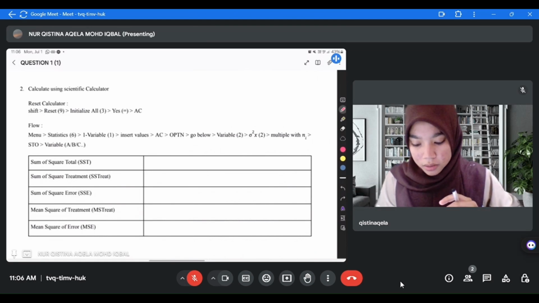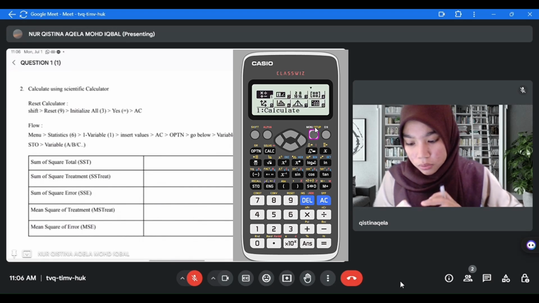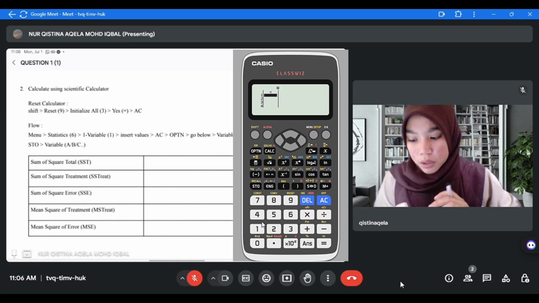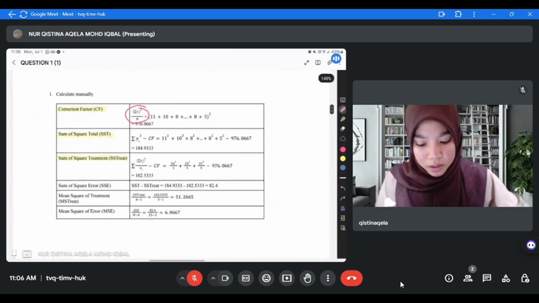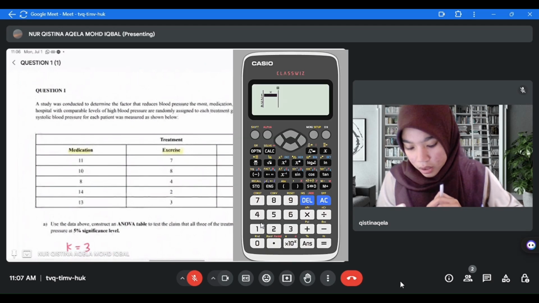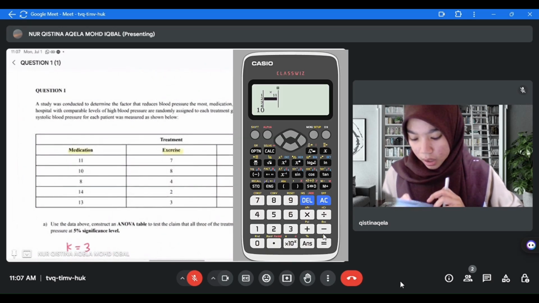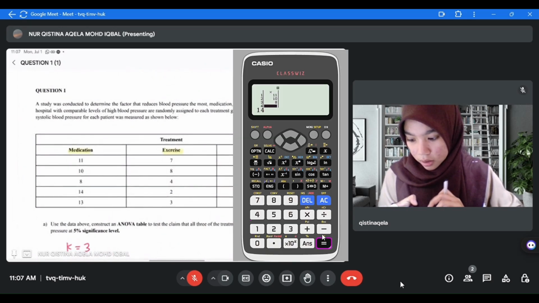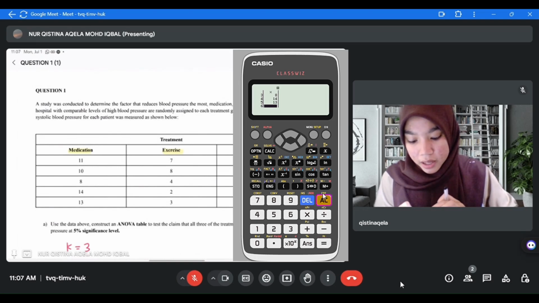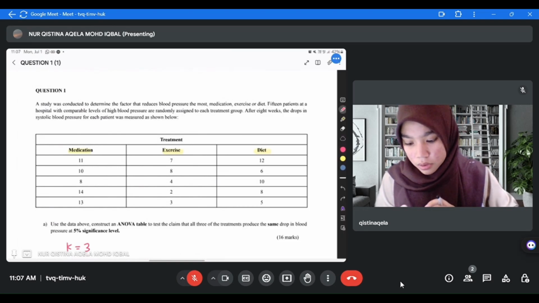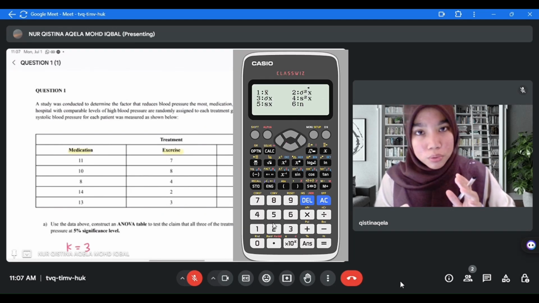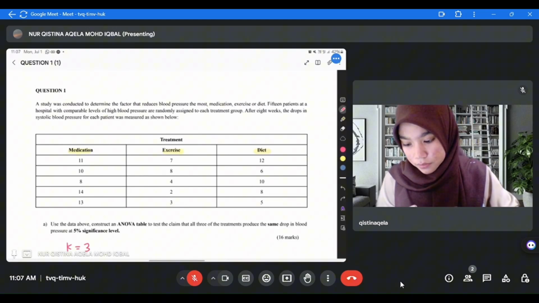To calculate the sum of squares error, the flow is: go to menu, choose statistics, 1 for 1 variable, and we need to insert the values column by column. So we insert the values of medication first: 11, 10, 8, 14, and 13. After that, press AC and go to OPTN, which is the option menu. Go below and choose 2, which is variable.